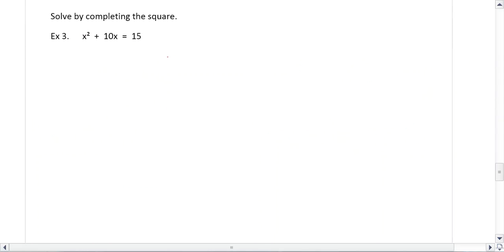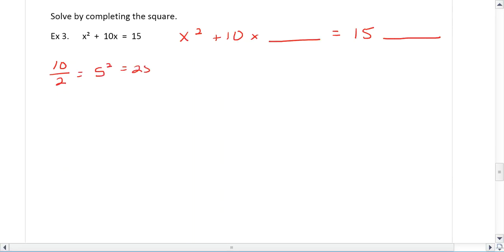So the directions do say solve by completing the square. So I'm just going to rewrite this and give myself a little room here where I need to complete the trinomial square, and whatever I add to that side, I must also add to the 15. So let's do the algebraic steps. We take our x coefficient and cut it in half. We get 5. And we square that to get 25. That is what we add here to build a perfect trinomial square. And since you added 25 on that side, you must also add it on this side.